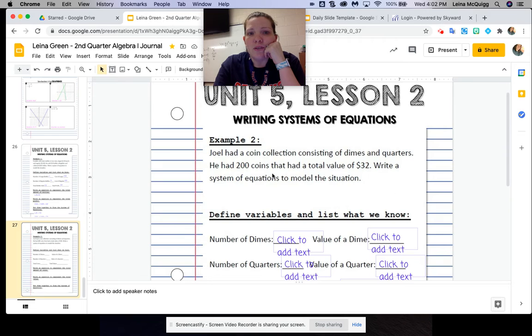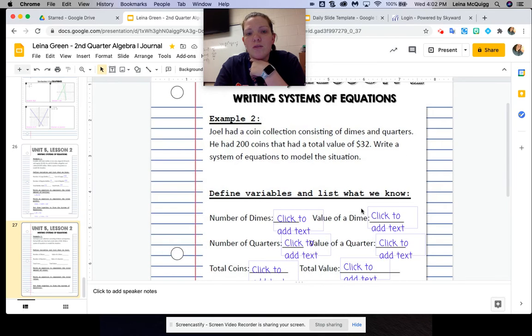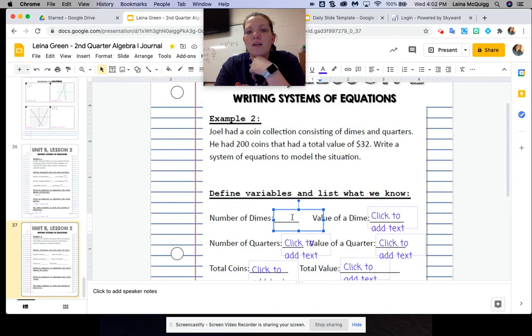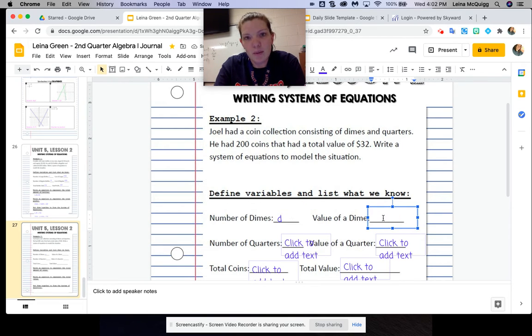Okay. Joel had a coin collection consisting of dimes and quarters. He had 200 coins that had a total value of $32. Write a system of equations to model the situation. So we need a variable to represent the number of dimes. I'm going to use D. And then the value of each dime. Well, how much is a dime worth? 10 cents, 0.10, right?